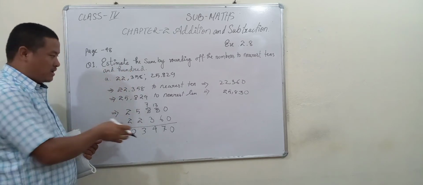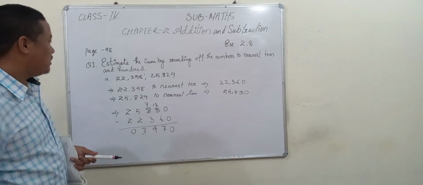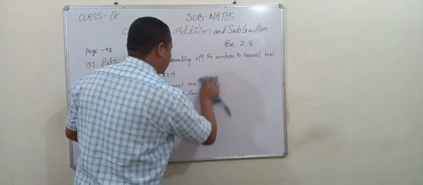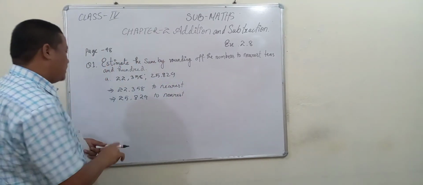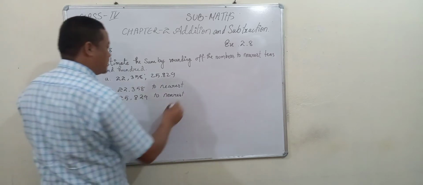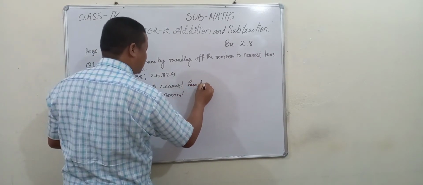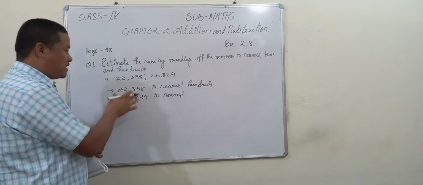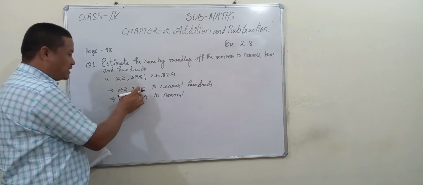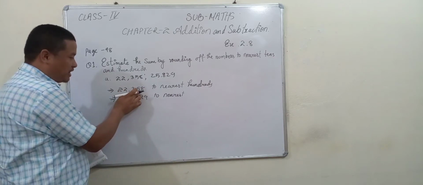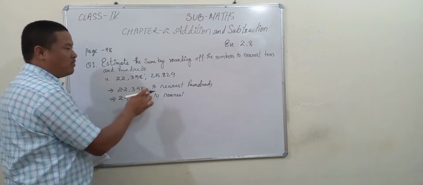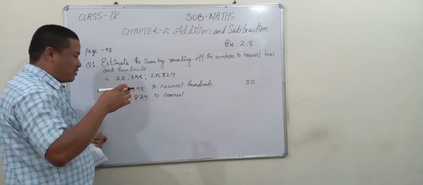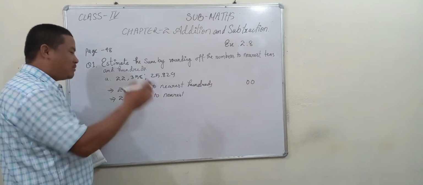Now this is in the form of nearest 10, but the same question we have to solve to the nearest 100 also. Now same question we'll do in nearest 100. 22,358 to the nearest 100. To convert the number to the nearest 100, we'll observe the tens place. In the tens place 5 is there. 5 and 8 will become 0. Now if it is 5 or greater than 5, the next number will plus by 1.